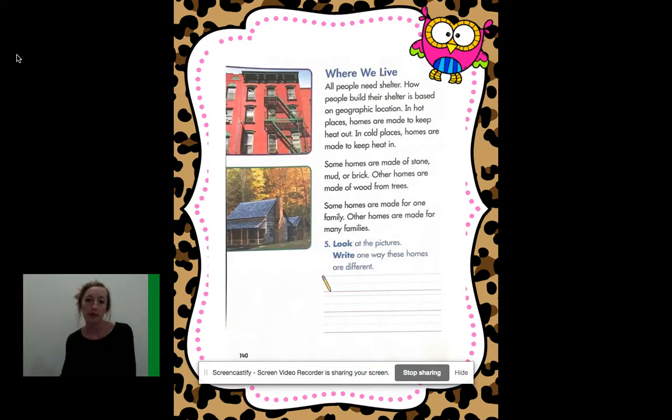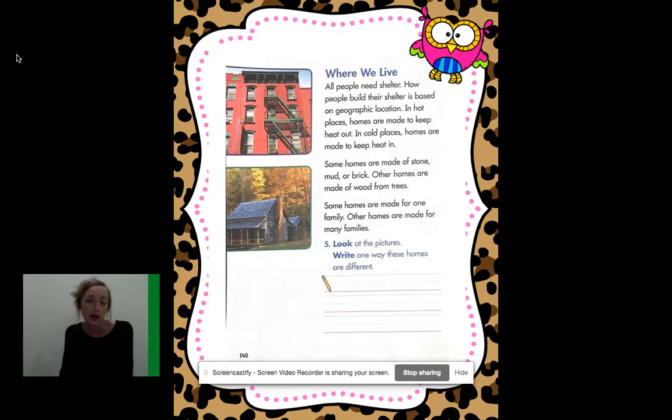Where we live. All people need shelter. How people build their shelter is based on geographic location. In hot places, some homes are made to keep the heat out. In cold places, homes are made to keep the heat in. Some homes are made of stone, mud, or brick, and other homes are made of wood from trees. Some homes are made for one family and other homes are made for many families.